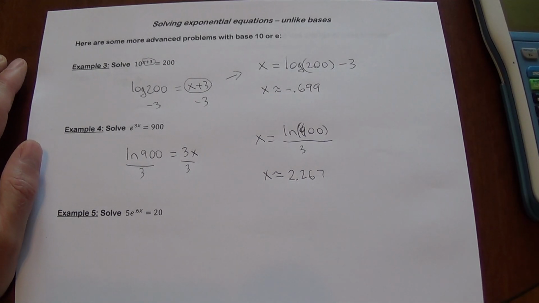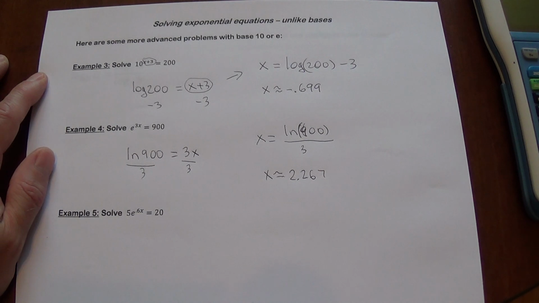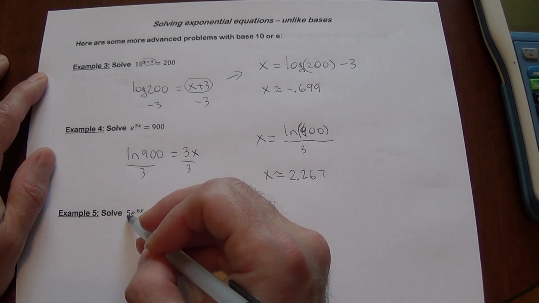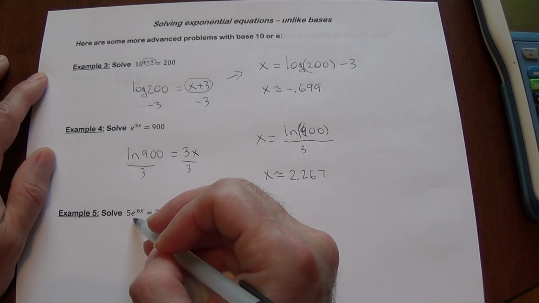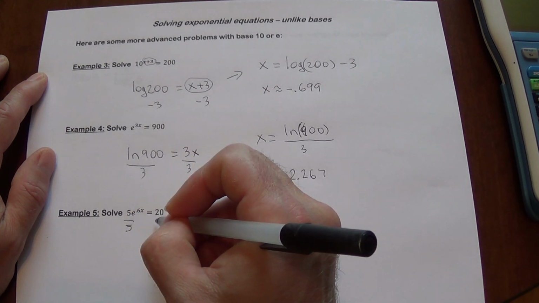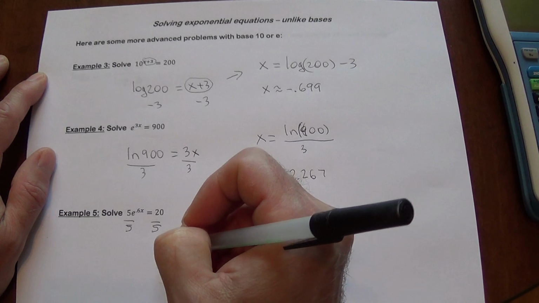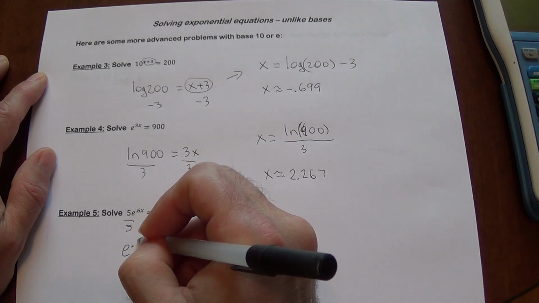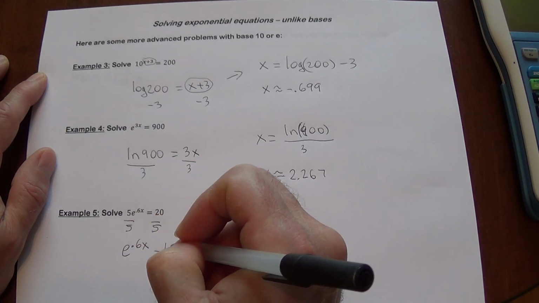One more problem. So here we have an extra step involved. First thing we need to do is we always need to get rid of any number sitting in front of that. So e to this power has to stay alone. So the first step that we will have to do is divide both sides by 5. That's going to give you e to the power of 0.06x equals 4.